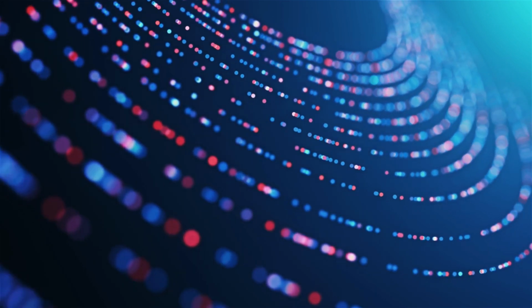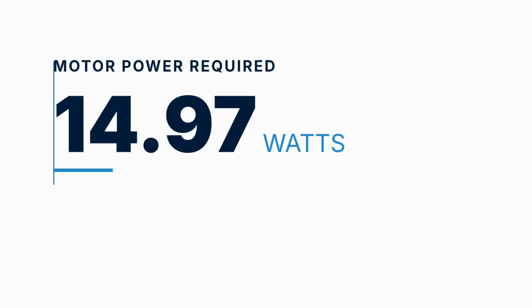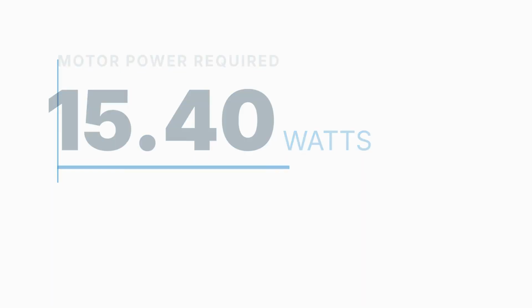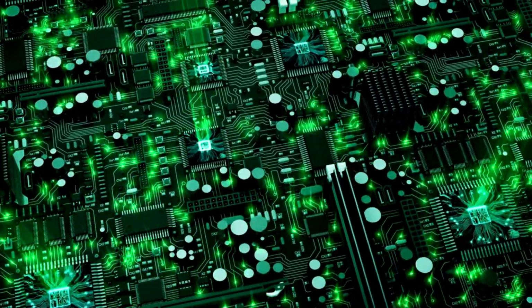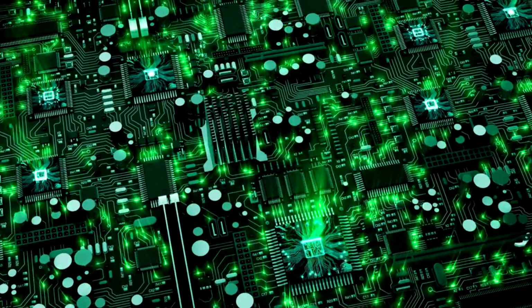After clicking Calculate Motor Requirements, the calculator provides 2 critical outputs. The motor power required shows 15.40 watts, which tells you the minimum power rating your motor needs to handle this load. The estimated current draw indicates 1.92 amps, essential for sizing your power supply and wiring. These values account for typical motor efficiency and help ensure you select components with adequate capacity for reliable operation.